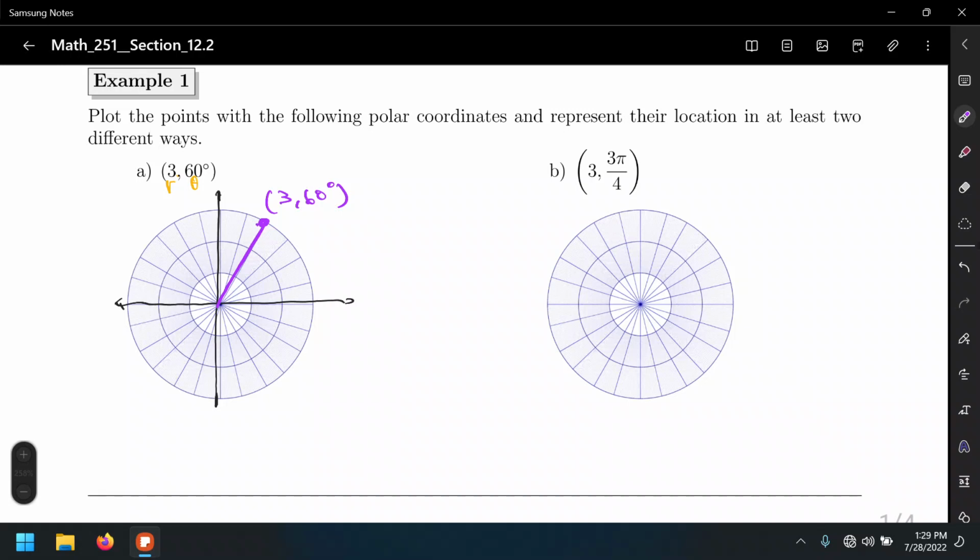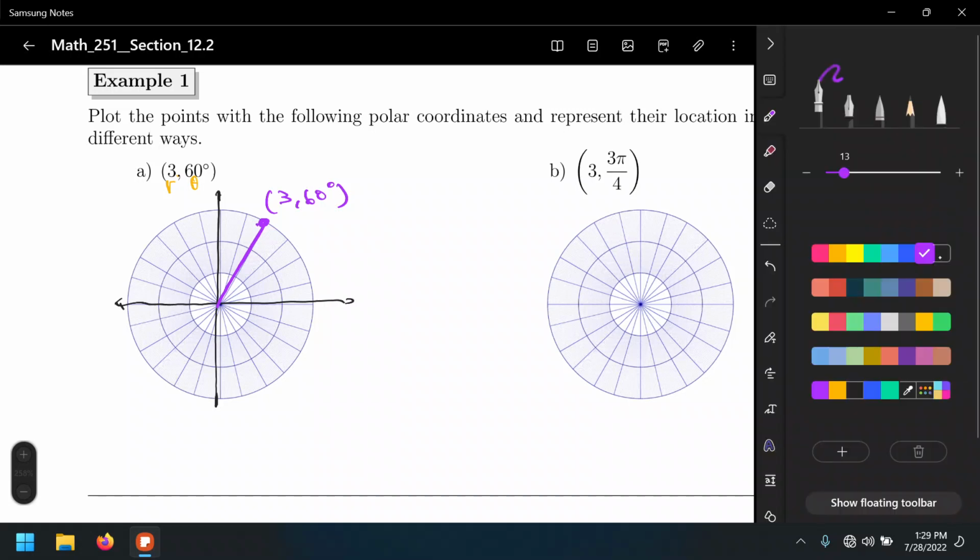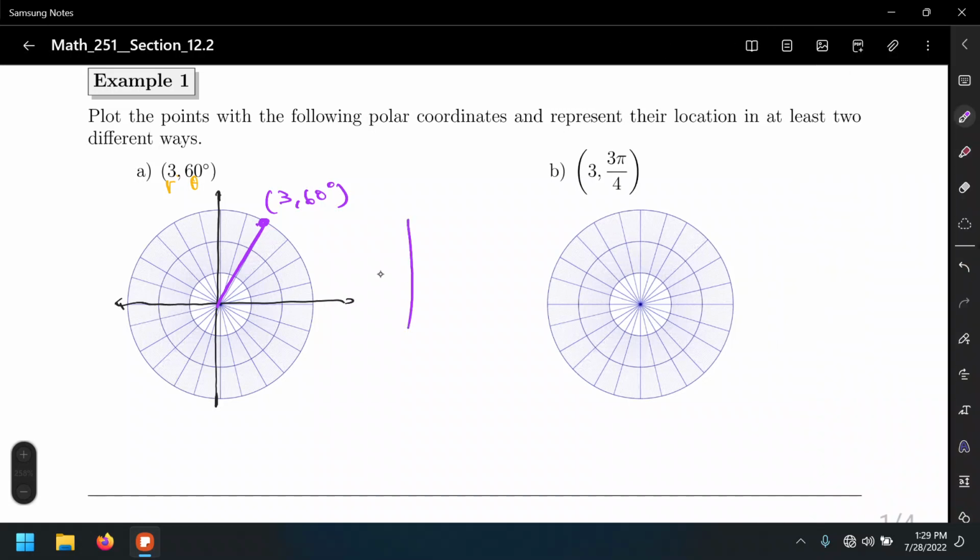Now, here's the thing. We can represent this point in pretty much infinitely many ways, as opposed to rectangular points. For example, the point 3,4: 1, 2, 3, and 1, 2, 3, 4. All right, so that's the point 3,4. Can you represent the point 3,4 in another way in the Cartesian plane? I mean, is there another 3,4 besides this one? It's unique, right? There's no other way to represent 3,4 in the Cartesian plane.